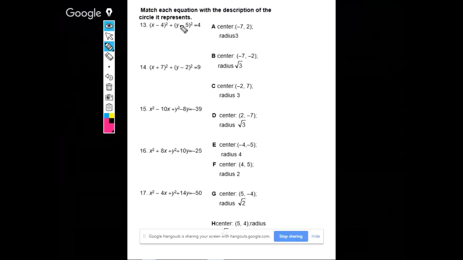So what we're going to do is I'm just going to look here. So I know this says -4 and -5. So I know that my center has to be +4, +5. And this gives me 4 is the radius squared. So that means that the radius is the square root of 4, which is 2. So the one that has 4, 5 is not on here. So that's F.